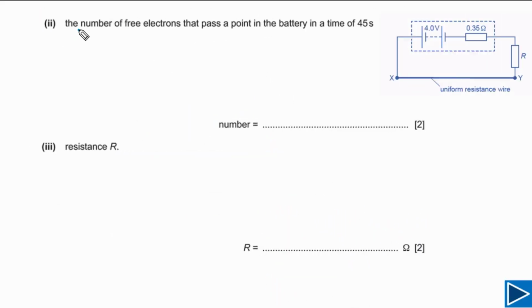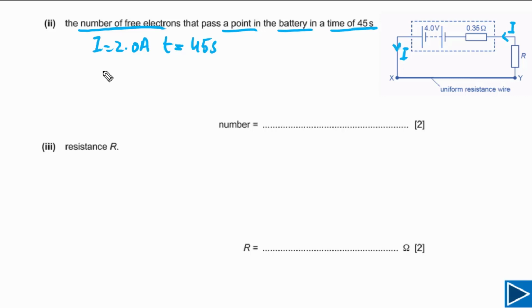For part D, we need to calculate the number of free electrons that pass a point in the battery in a time of 45 seconds. First thing we need to understand, the current leaving this battery is I and the current entering this battery is also I. And the value of I we have already calculated, that was equal to 2.0 amps. Time is given to us, so T is equal to 45 seconds.